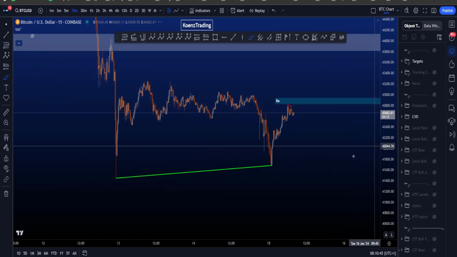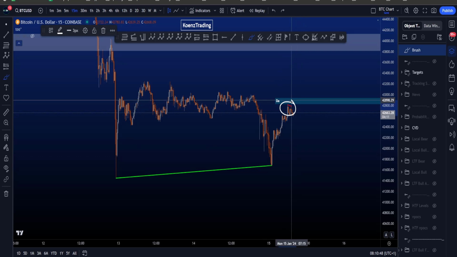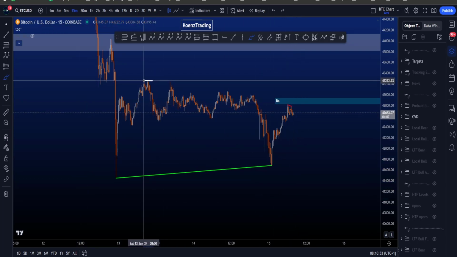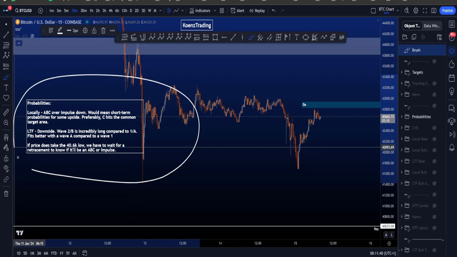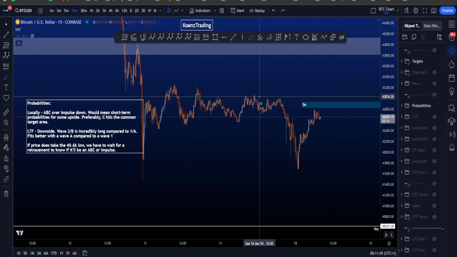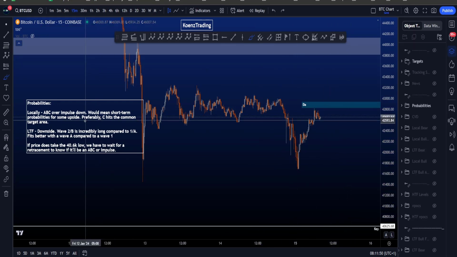If we look at these CVD divergences, then we have a bullish CVD divergence here, locally bearish CVD. These already played out, but we still have this bullish CVD where the target is this high over here. And if we then look at the probabilities of the different scenarios, then locally an A, B, and then a wave C to the upside has a higher probability compared to a wave 1, 2, and a wave 3 to the downside, which then would mean that short term the probabilities would be higher for some more upside.